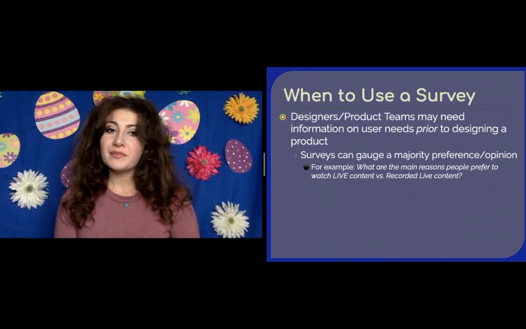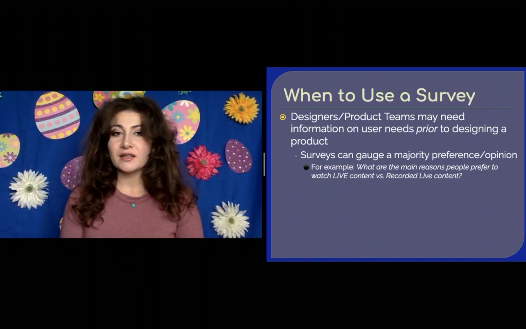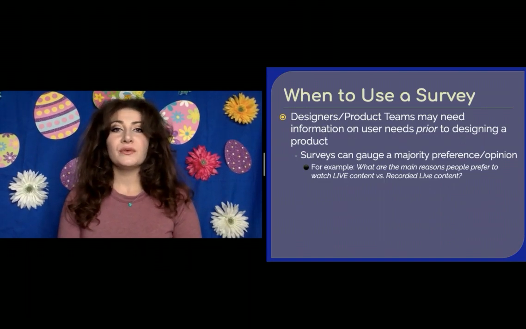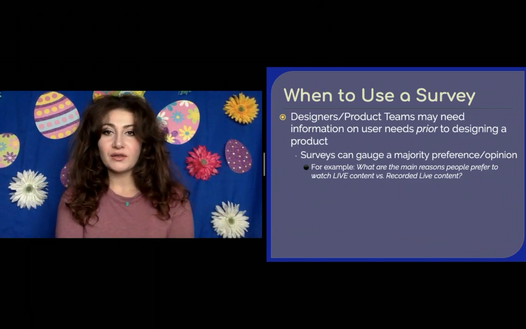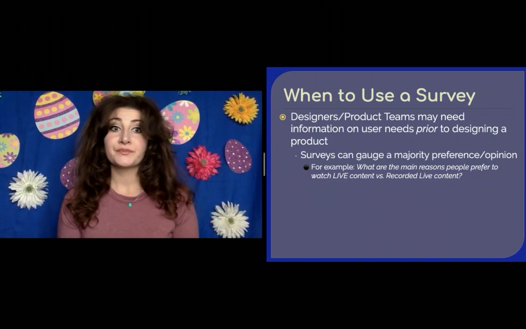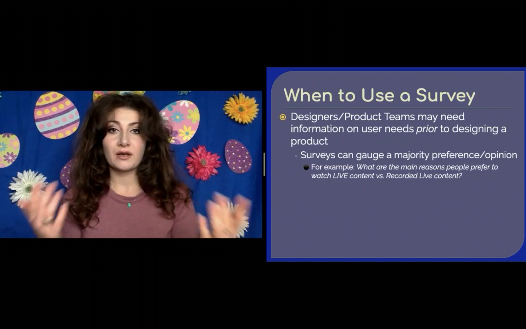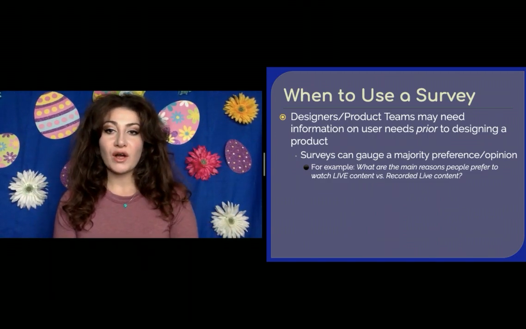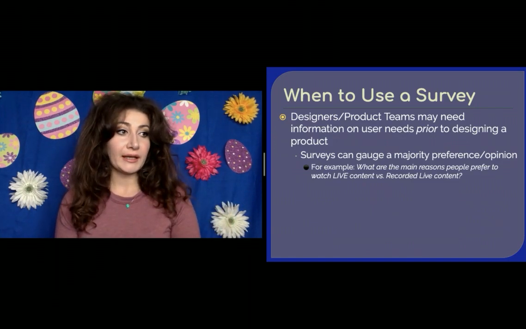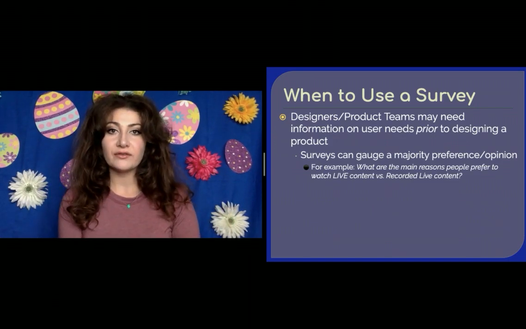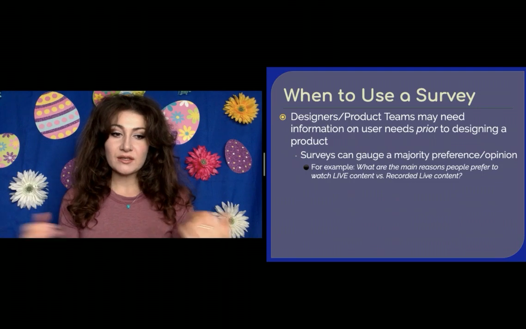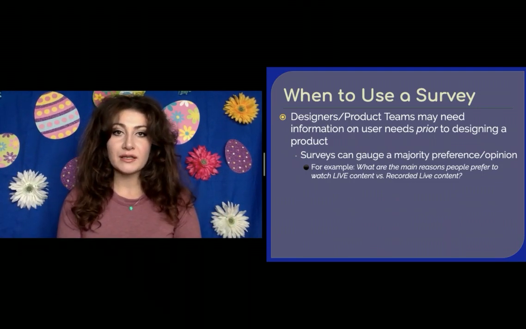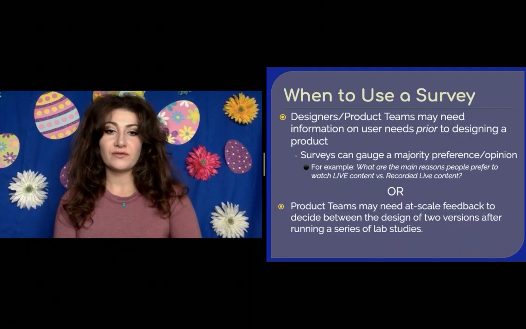For example, what are the main reasons people prefer to watch live content versus recorded live content? So if you were to set this up in a survey, you could have a question like, please indicate which of the following programs you like to watch live, and then you can have tick boxes, and then you could say something like, from your experience watching pre-recorded live content, which of the following can you identify as a reason why you like to watch live versus pre-recorded? So basically collecting a lot of information with just one or two questions will definitely help a design or product team understand how to design the next stage of their product.